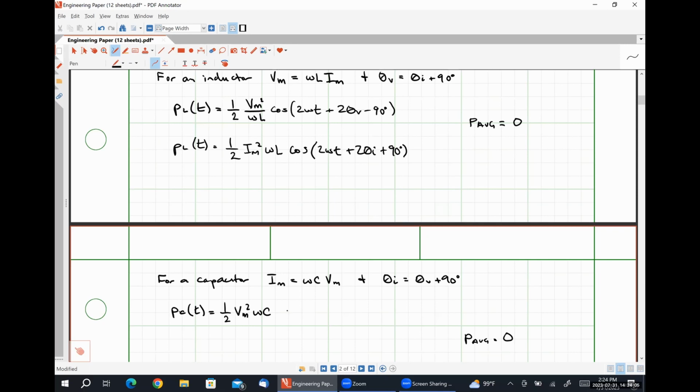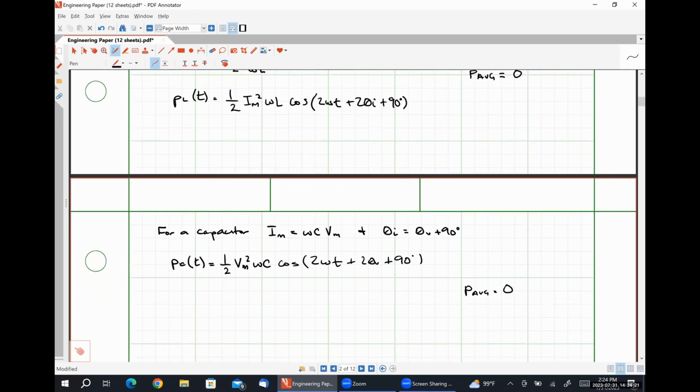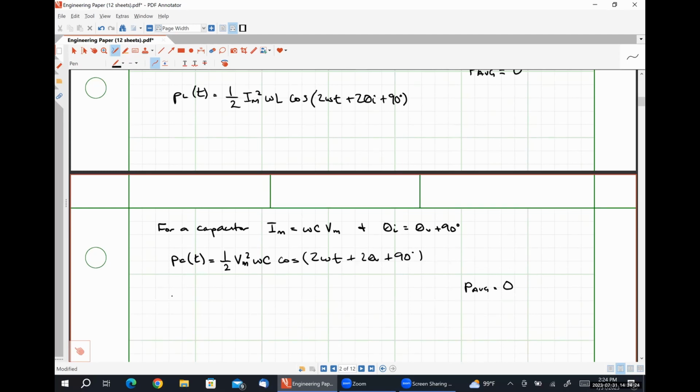Okay. Now we're going to have cosine, excuse me, twice omega t plus twice theta v plus 90 degrees. And in terms of current, sorry, I need to put that in the numerator because I'm going to be dividing by omega c.